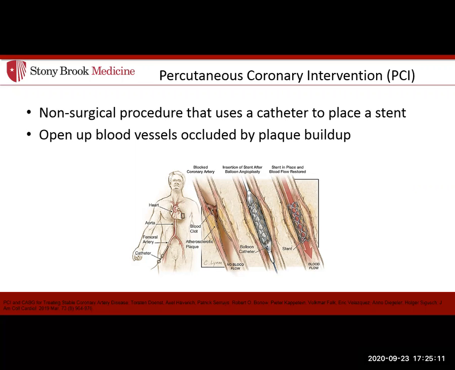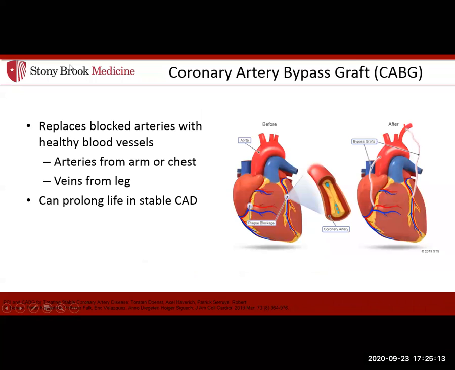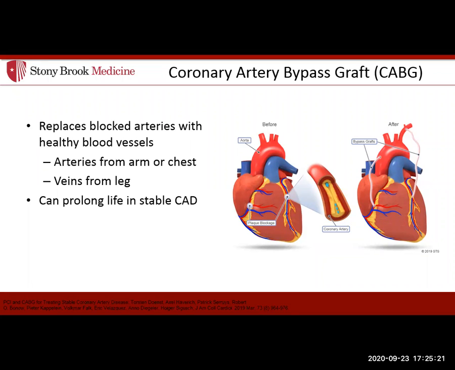So patients who don't have PCI may be candidates for a coronary artery bypass graft, commonly known as a CABG. This is a surgical intervention that replaces your blocked artery with healthy blood vessels. They can take arteries from different parts of your body, like the arm or the chest. And as you can see in the picture, they will directly bypass the blocked coronary artery.